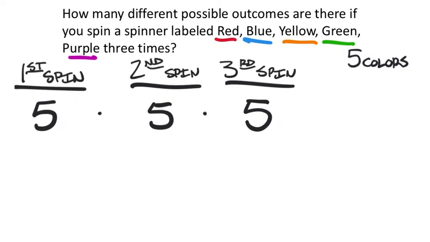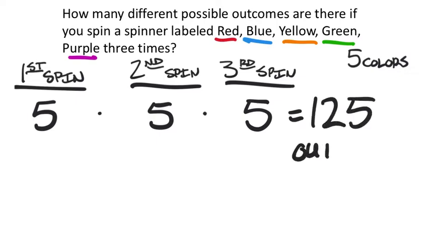If you multiply these together using the fundamental counting principle, which is what I would do, this gives us 125 outcomes. Now, as fun as that seems to list all these, I'm not going to. All I want to know is this is how many possible outcomes there are, and that is the fundamental counting principle.